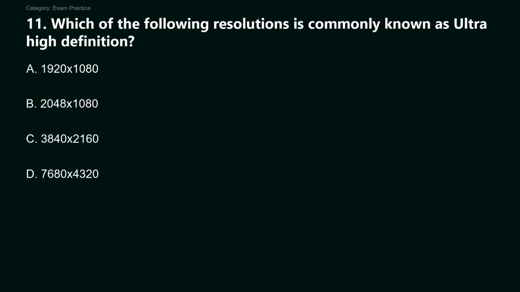Question 11. Which of the following resolutions is commonly known as ultra-high definition? Option A, 1920x1080. Option B, 2048x1080. Option C, 3840x2160. Option D, 7680x4320.